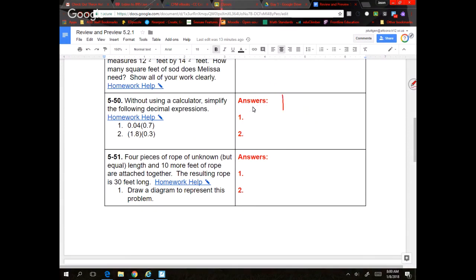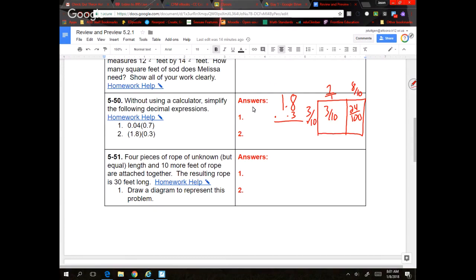Next one, 1.8 times 0.3. Okay. I'm going to solve this one using the generic rectangle, just to solve it a little bit different way. So I'm going to put 3/10 here. I'm going to write it as a fraction for now. And I have my 1 whole, which is obviously 1 over 1. And then I have 8/10 over here. And I know, well, anything times 1 is itself, so I know this is going to be 3/10. 3 times 8 is 24, and 10 times 10 is 100.